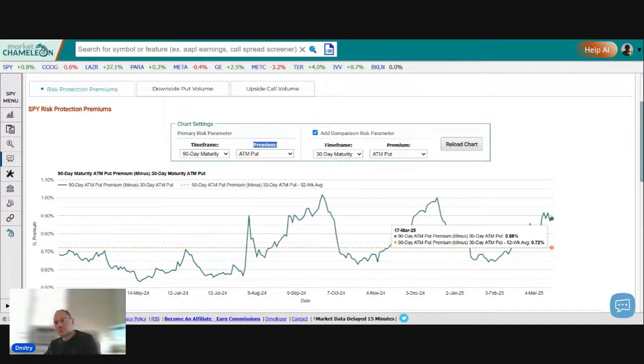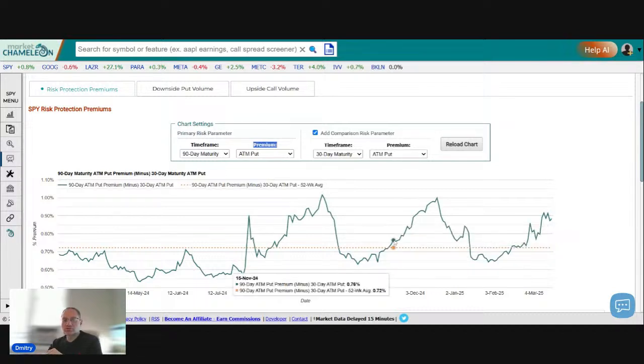0.88% relative to the historical average of 0.72. So it's a little bit higher than the historical average, right? So this is letting us know that the term structure right now, the way it's set up, is that the longer dated options cost a little bit more relative to the shorter dated options than we had on average.